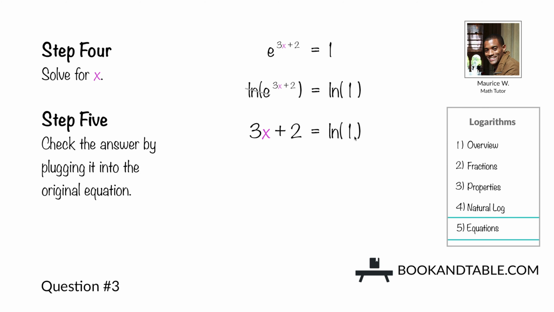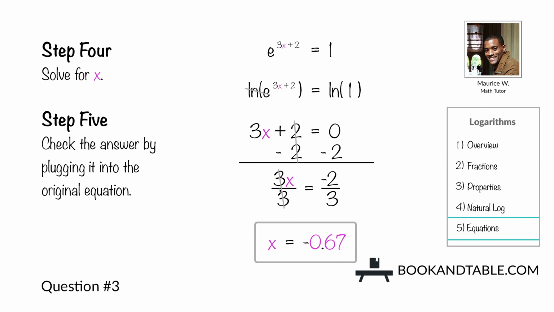So we can first swap out the natural log of 1 for its equivalent value of 0. And now we can subtract 2 from both sides, which will give us 3x is equal to 0 minus 2, which is negative 2. And to remove this coefficient of 3, we'll divide both sides by 3, showing us x is equal to negative 2/3, or x is equal to negative 0.67.